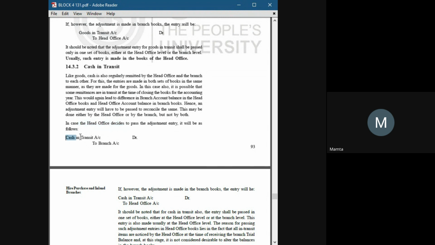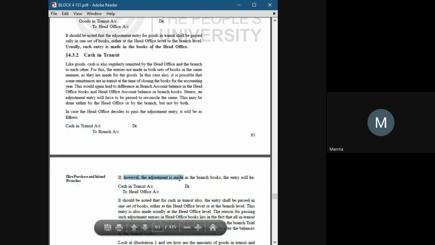If the head office is the one to pass the journal entry for cash in transit to avoid the difference, the entry would be: cash in transit account debit to branch account. And if in some cases it is mentioned that the entry must be passed in the books of the branch, then the entry would be: cash in transit account debit to head office account.